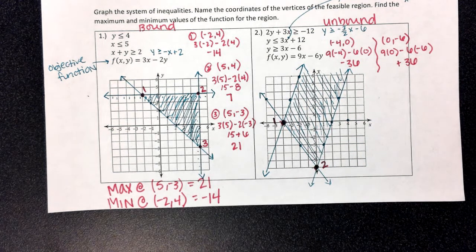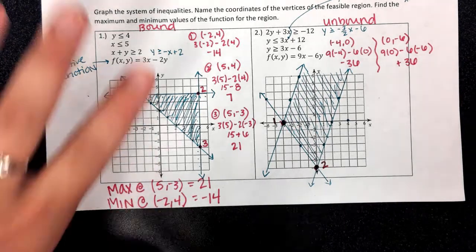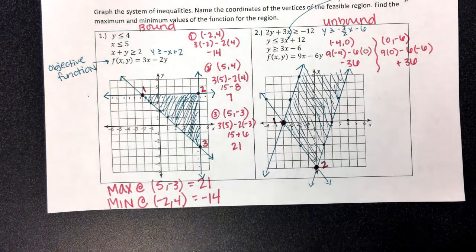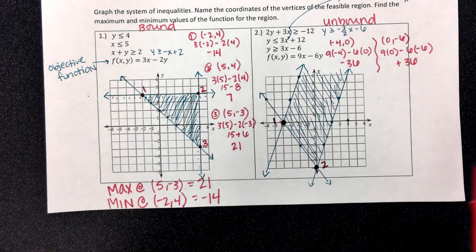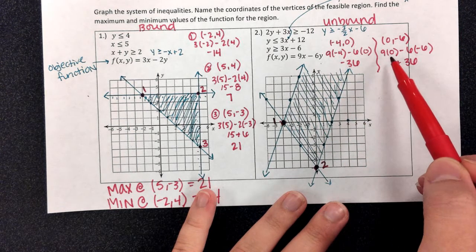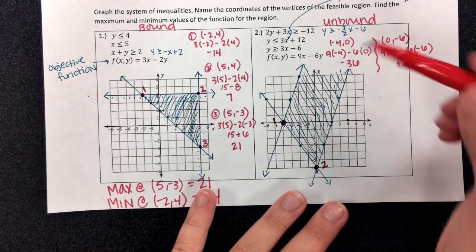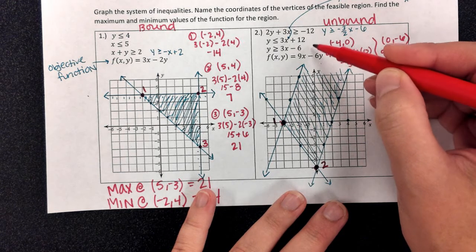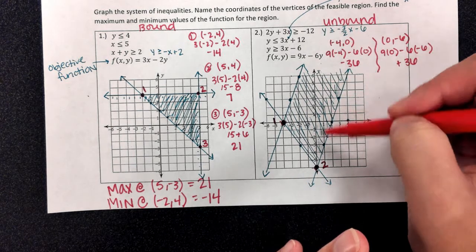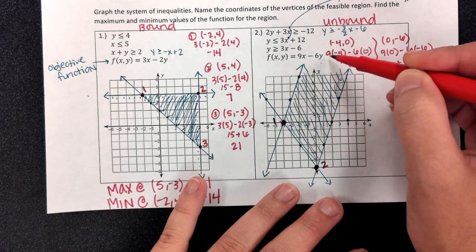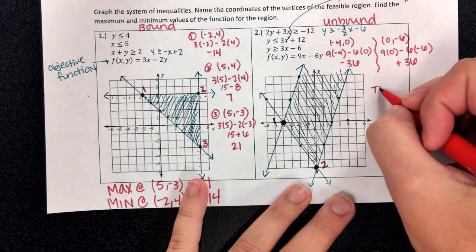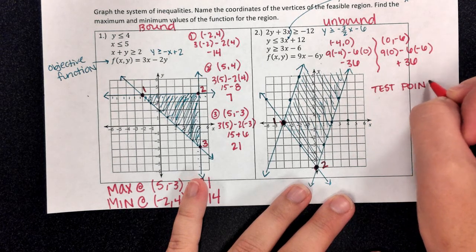Okay? Now here's the part you really need to listen to. When it is an unbound graph, you have to pick a random point to test. And here's my suggestion. I would pick a random point that is off my graph, but make it simple. Like if I pick a point on this y-axis that's up here, like 0, 8, 0, 9. So pick a point. You can do 2, 7, that's fine. That's just not simple, okay? So you have to pick a test point whenever you have an unbound area.